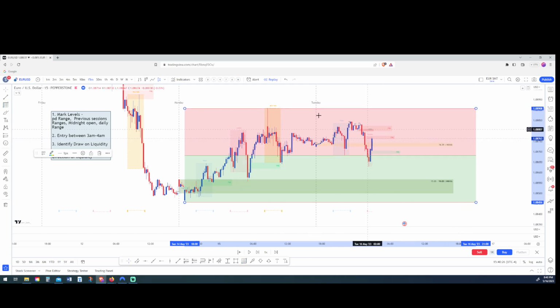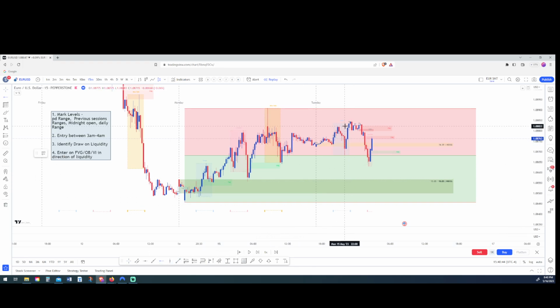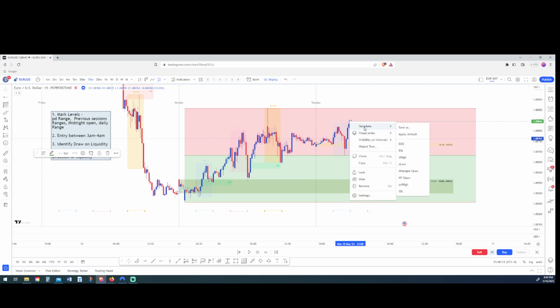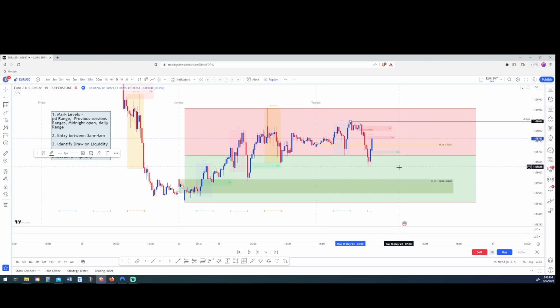See where price is in relation to yesterday's range. So today has generally been hovering in the premium area, which means that we would have been looking for shorts earlier on in the session. It just dipped down into the discount area. We'll mark this as the current day's high, and the current day low.